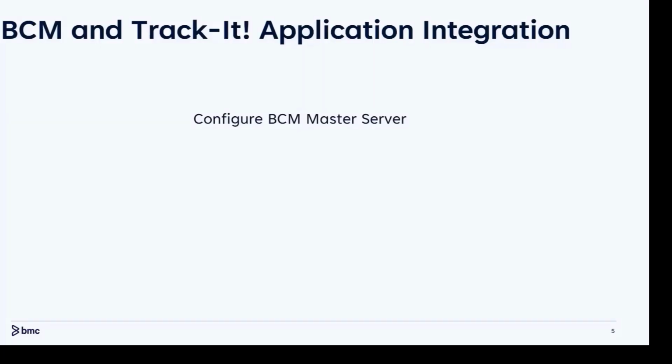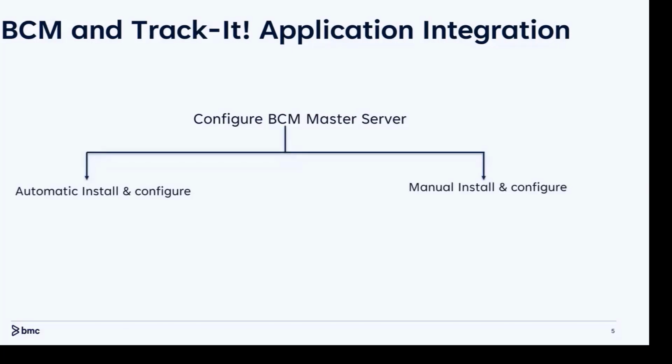Now, in order to establish a connection between Tracket and BMC client management, we must make sure that the BMC client management master server is configured. To accomplish this, we need to have BCM installed on either the same server as the Tracket server or a separate server. There are two ways you can choose to install BCM. You can go with automatic installation and configuration of BCM or manual installation and configuration.